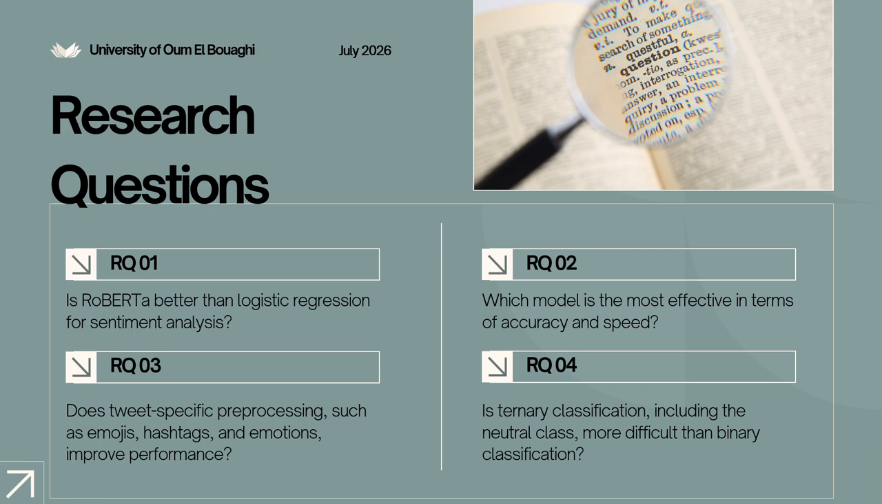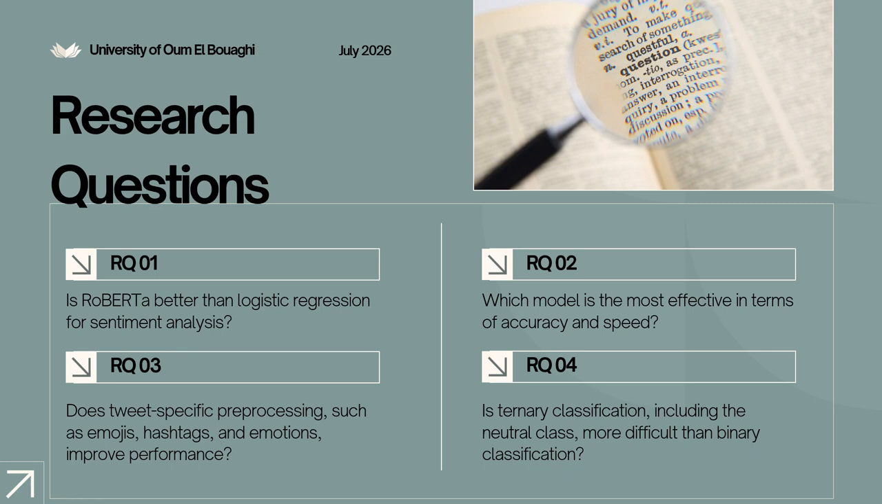Now coming to the research questions, we can say that our study has four research questions, namely, is Roberta better than logistic regression and similar traditional or classical models for sentiment analysis? Secondly, which model is the most effective in terms of accuracy and speed? And why do we say speed? Because it is in real life and real time.